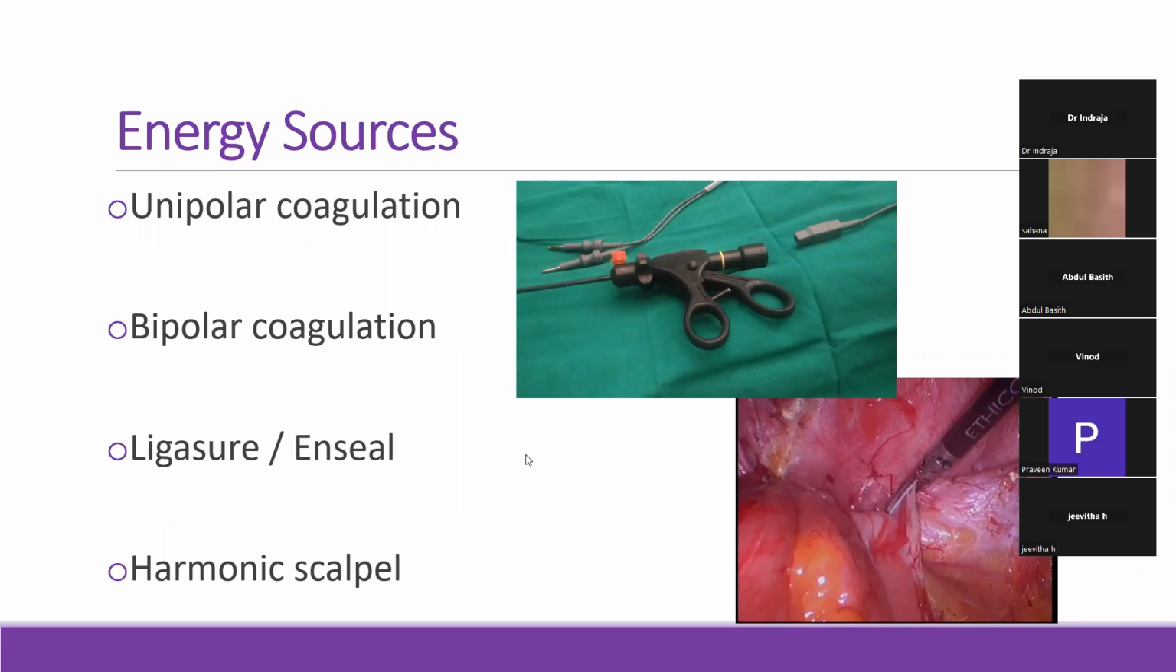But as laparoscopic surgeons, we should have a separate class to learn about the principles of monopolar, bipolar, and all these things in greater detail. What I've given you is a principle or an overview.